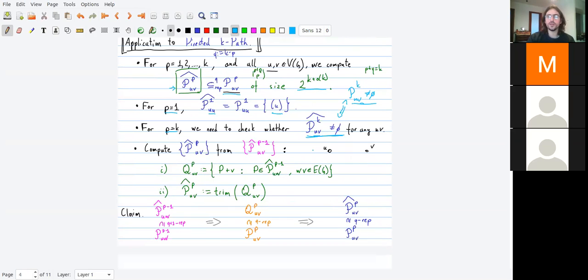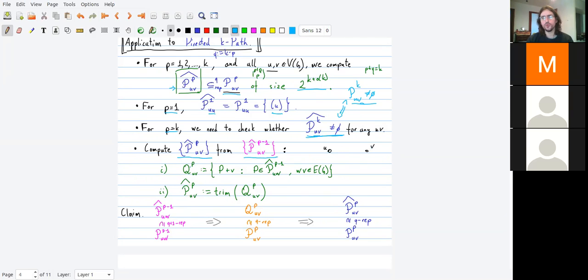Good. So this means that what we need to do is to be able to make a step in this induction, in this iteration. Given the families of those k-paths, of these representative families for length p minus 1, I want to compute the families for length p. So how do I do it?